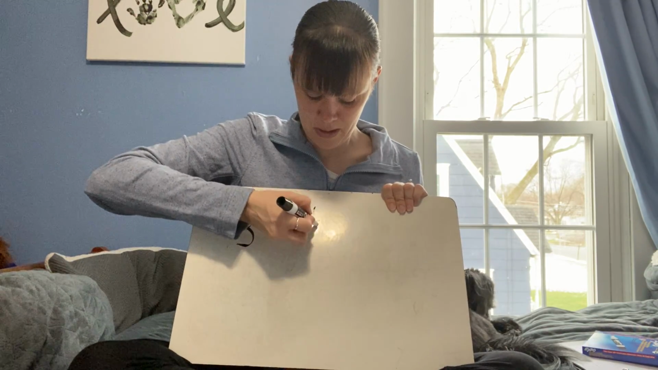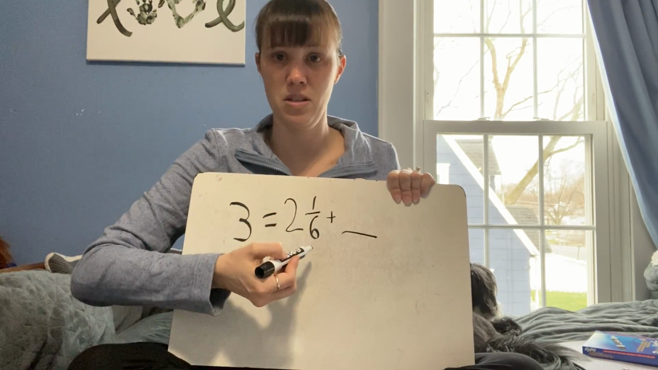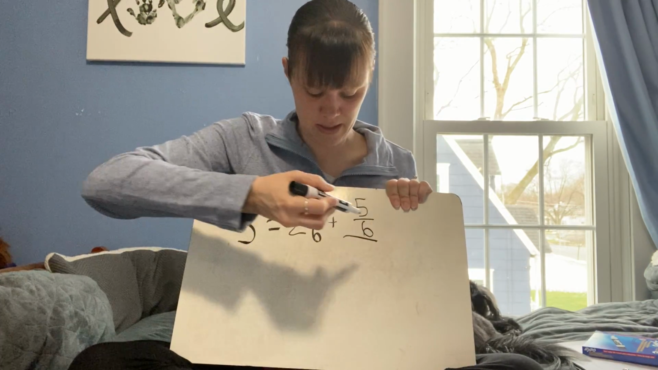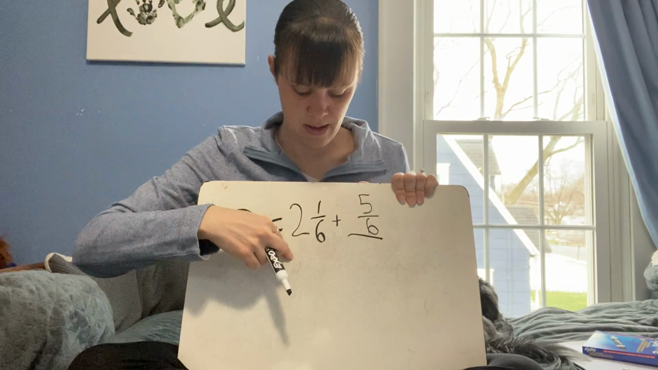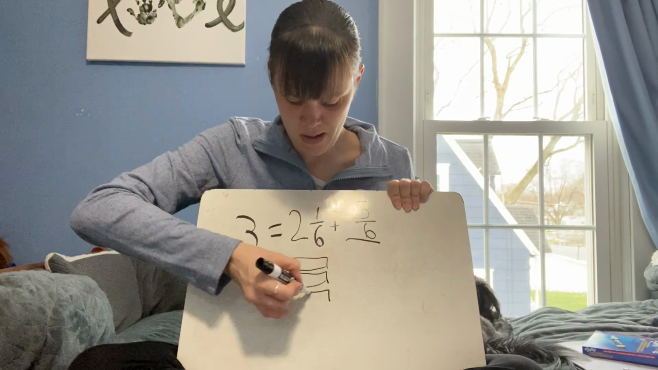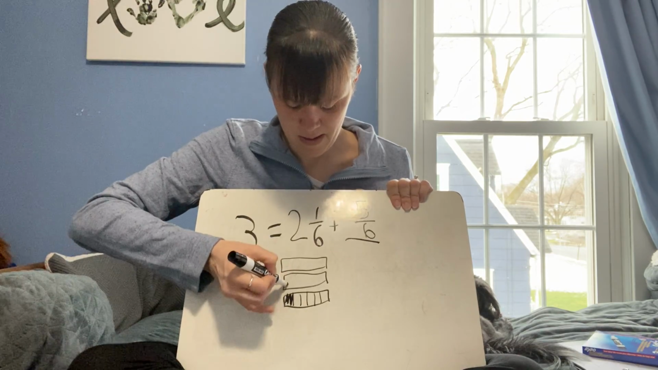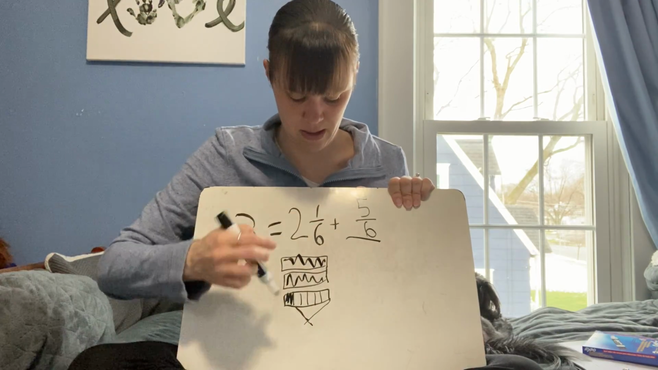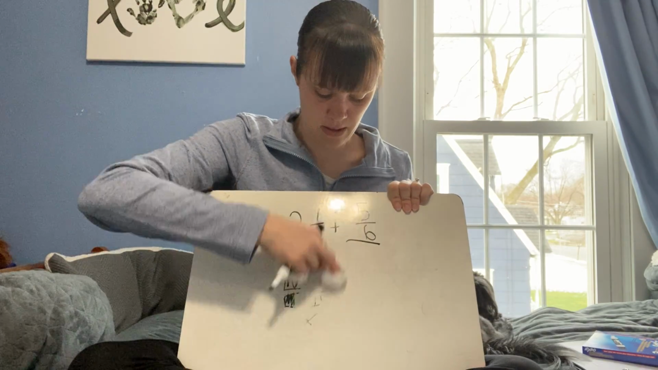Is 2 1/6 plus, all right, so how many more sixths until I get a whole? 5, 6 more until I get a whole. Okay, if I have 2 1/6, I need to, 2, 1, 2, 3, 4, 5. This is what I have so far. I need to figure out how many more until I get to 3 whole colored in. So that's 5, 6.